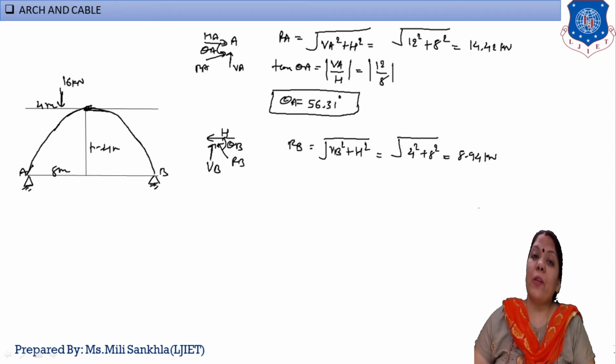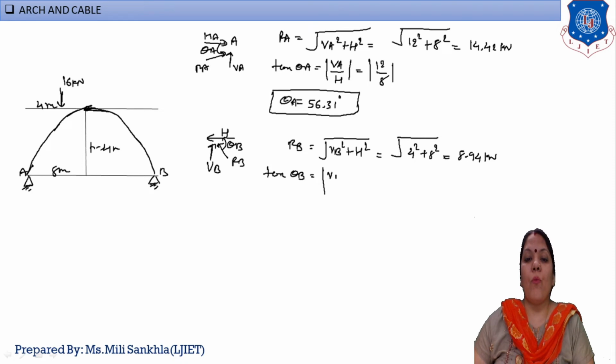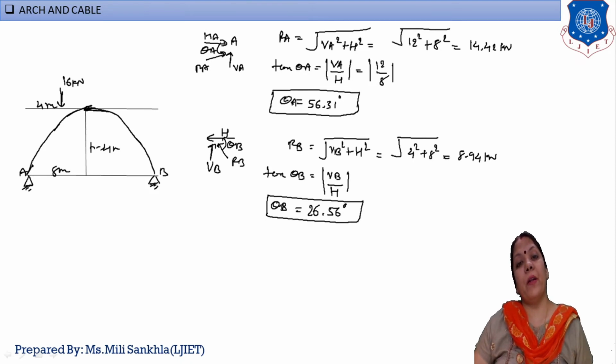Now next we find out tan theta B. Okay, tan theta B is equal to mod of VB by H. And after this my theta B is equal to 26.56 degree. Okay, here we find out support reaction and also magnitude of thrust.